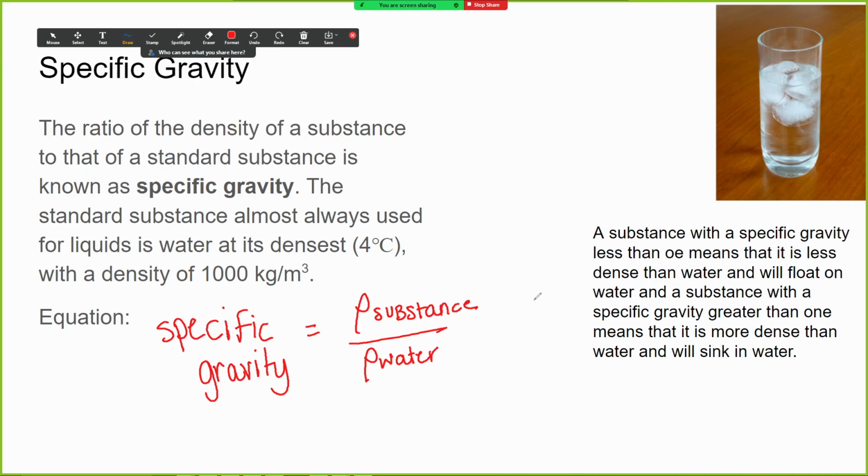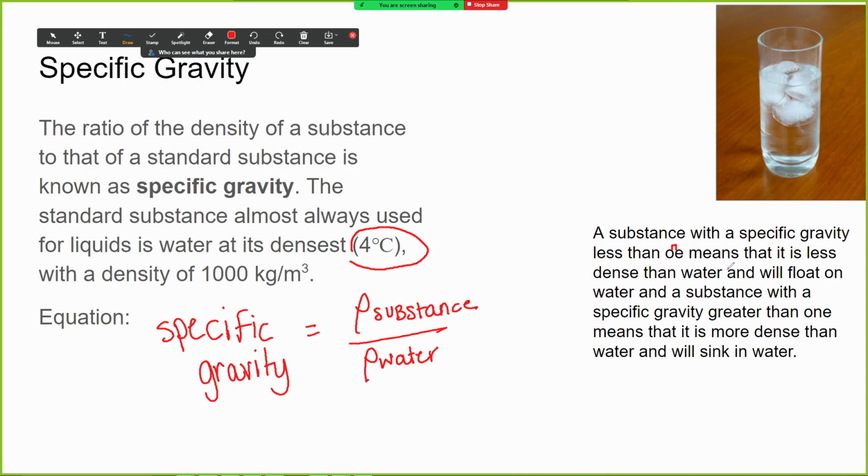Now, specific gravity is not always talked about in AP, but I do think it's a really important concept in understanding how to figure out how these things are related, and to see how different volumes and densities are related. A substance that has a specific gravity of less than 1 is less dense than water and would float on water. For example, oil is going to float on water and therefore its specific gravity should be less than 1, again assuming a constant temperature.